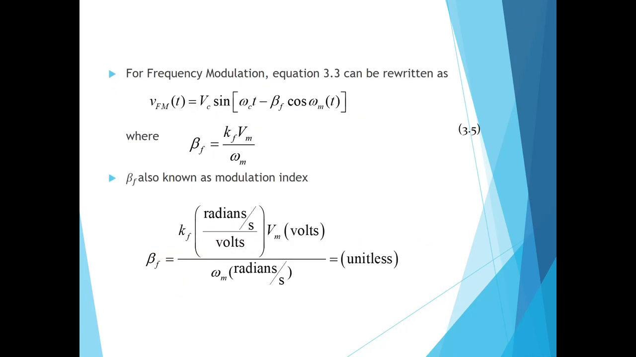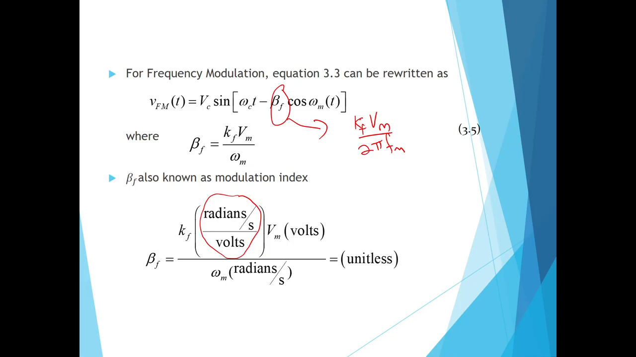And then here, about beta F. Beta F is equal to Kp Vm, so remember this, we have Kf Vm over 2 pi Fm. So what is Kf? The value of Kf is in terms of radian per second per volt. So remember, the brackets here indicate the unit, not multiplication, don't confuse. The unit for Kf is radian per second per volt.